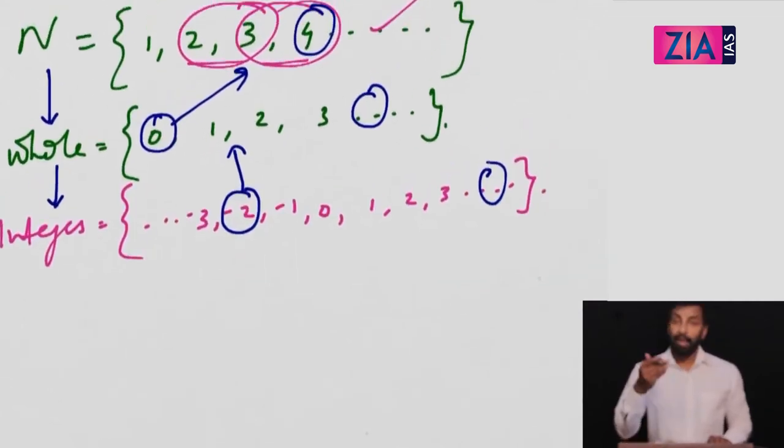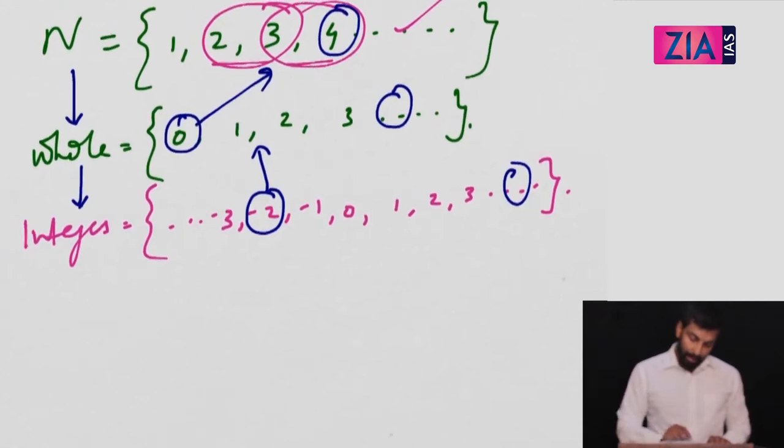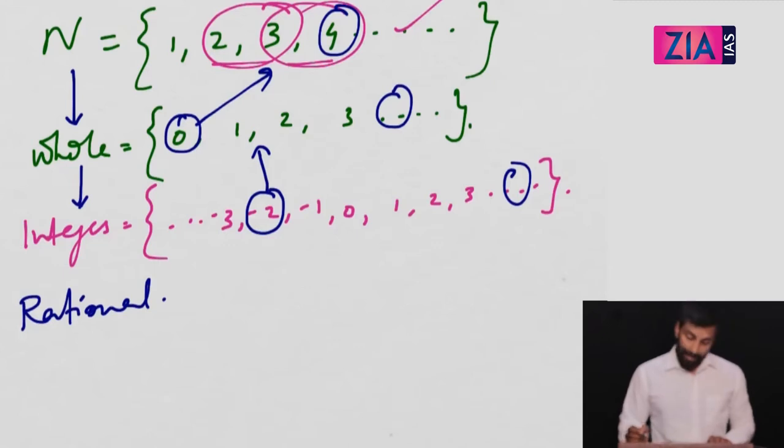Now, next is rational numbers. So what do you mean by rational numbers? Again, you take 2 numbers from this. Let's take 2 and 3.